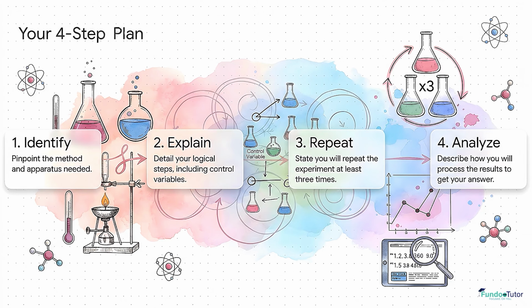First, you identify. Pinpoint the method and all the equipment you're going to need. Second, you explain. You lay out your method step by step, and this is absolutely crucial. You have to mention your control variables. You know, all the things you're keeping the same to make it a fair test. Third, and don't ever forget this one, you state that you will repeat the experiment to make sure your results are reliable. And finally, number 4, you analyze. You explain exactly how you'll process your results to get to the final conclusion. That's it. That's the whole blueprint.